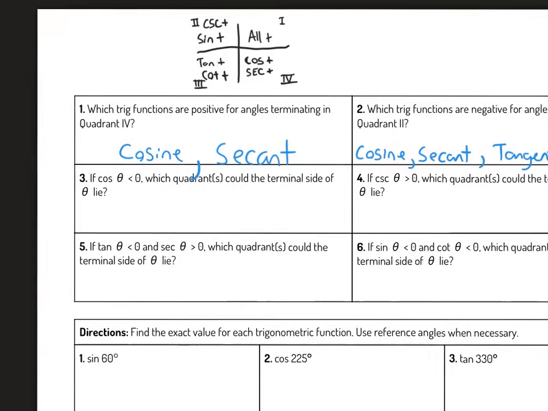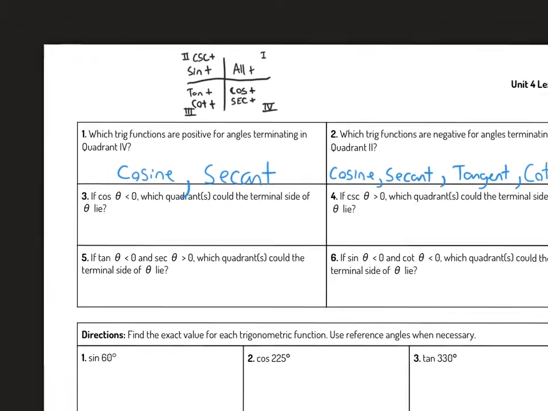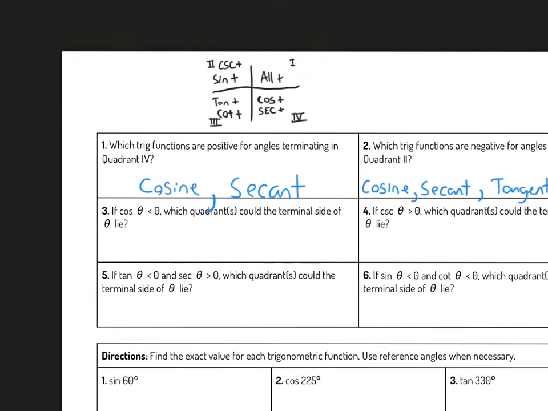Perfect. If the cosine of theta is less than 0, in which quadrants could the terminal side of theta lie? So if cosine is negative, which quadrants could it be? Well, not the first one and not the fourth one because they're positive there. So it's negative in quadrant 2 and quadrant 3.